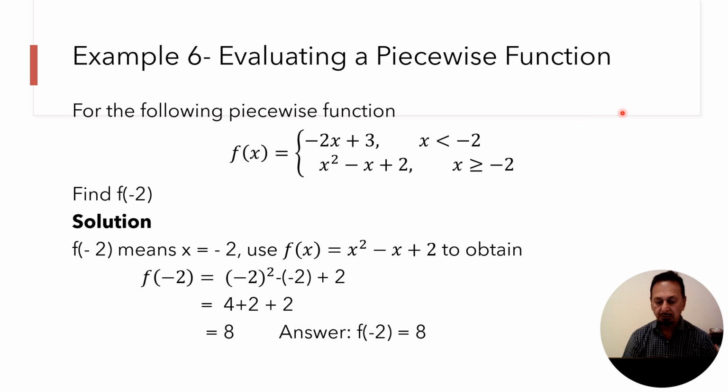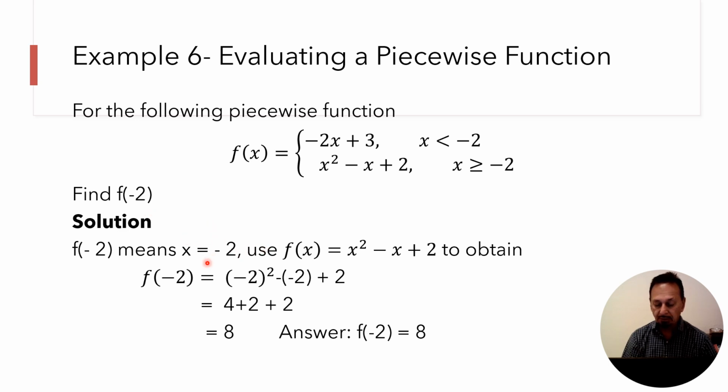Example 7. Evaluating a piecewise function. For the following piecewise function, f of x equals -2x plus 3 when x is less than -2, and f of x equals x squared minus x plus 2 when x is greater than or equal to -2. Let's find the function value at -2. So here the x is negative 2.